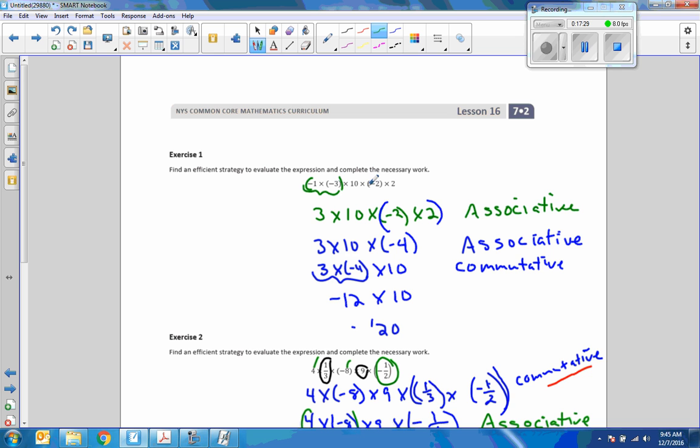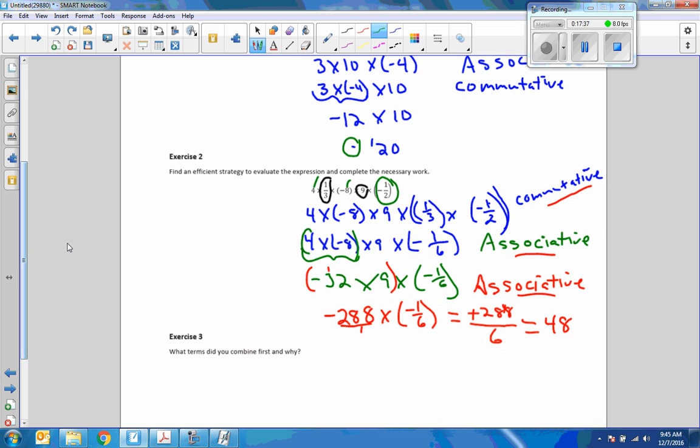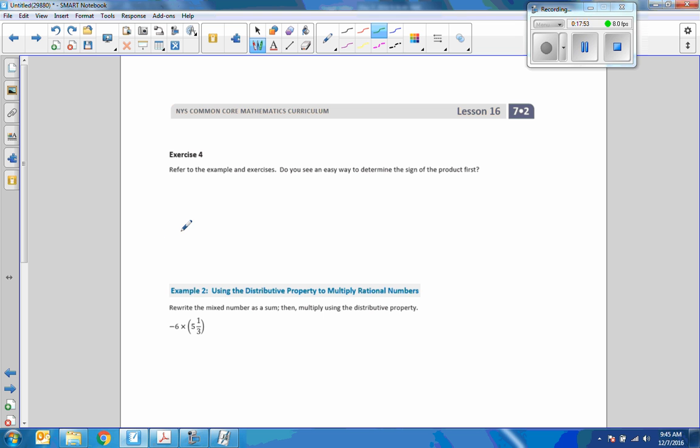I said 1, 2, 3 negatives. So when there was an odd number of negatives, that was negative. And then if I come down here, I have 1, 2 negatives. That's an even number of negatives, and my answer was positive. Okay, so there is a pattern here.